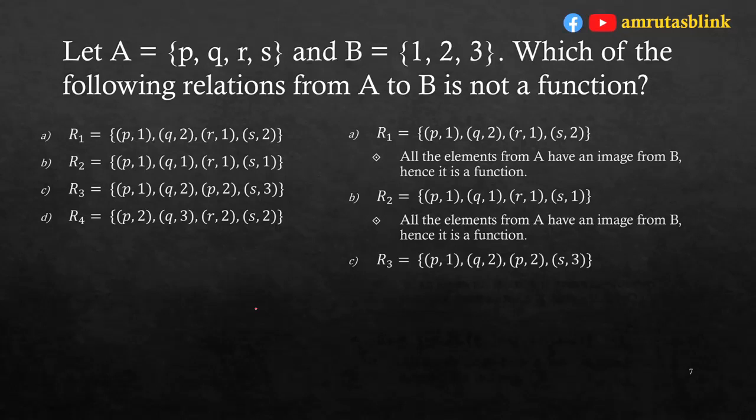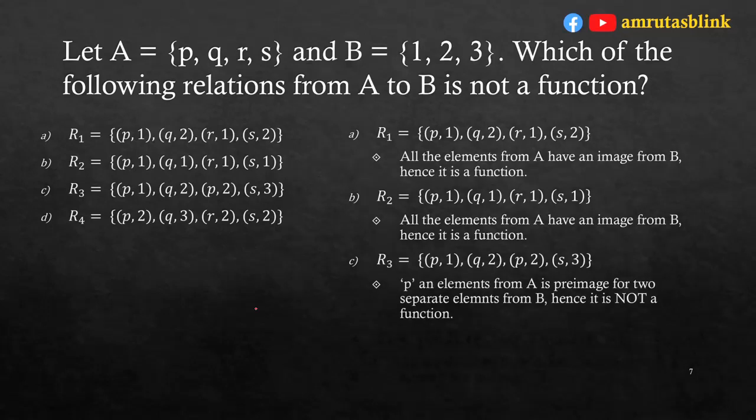R3 is equal to P1, Q2, P2 and S3. Now in this case there are 2 images for P, that is 1 and 2, and besides there is no image for R which is given in R3 and hence it cannot be a function. That is, P, an element from A, is a pre-image for 2 separate elements from B and hence it is not a function.